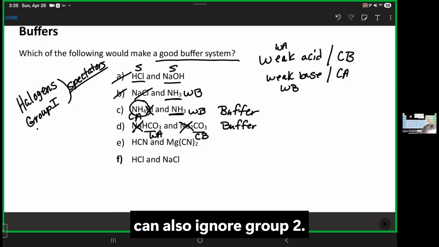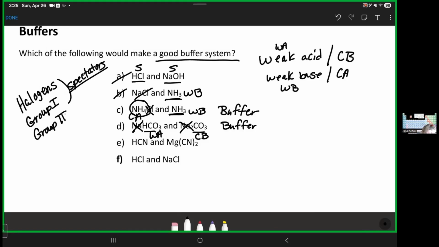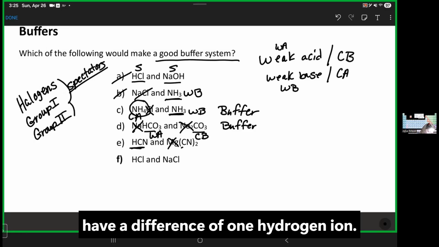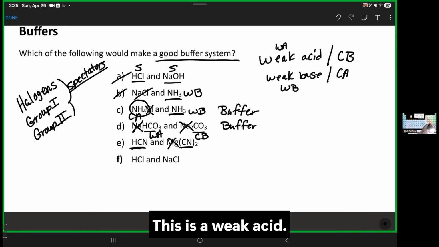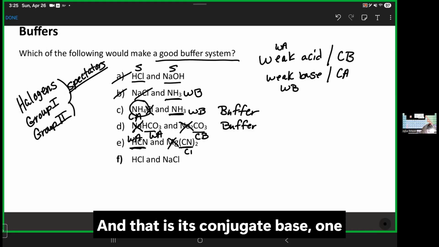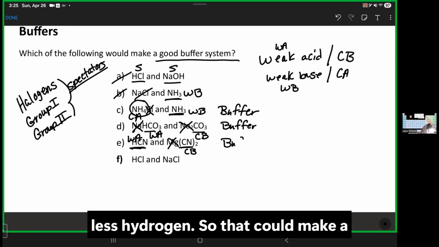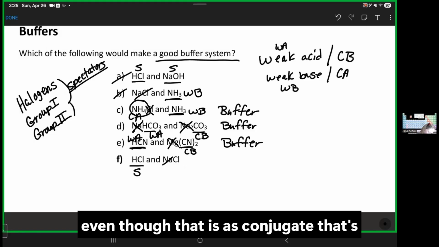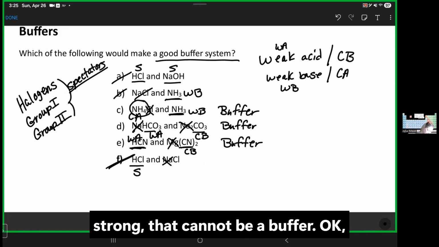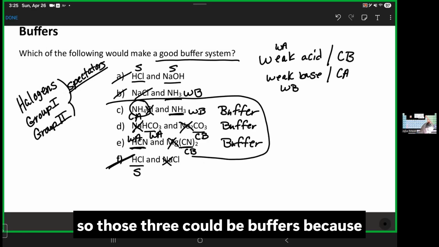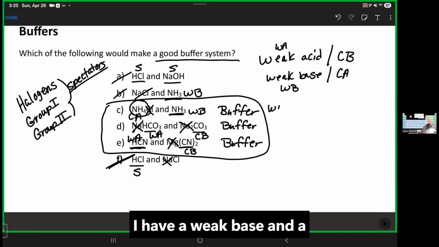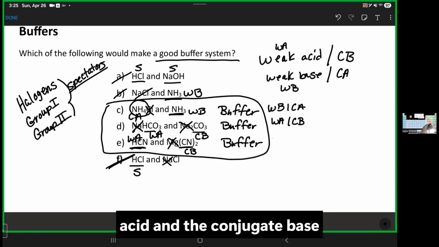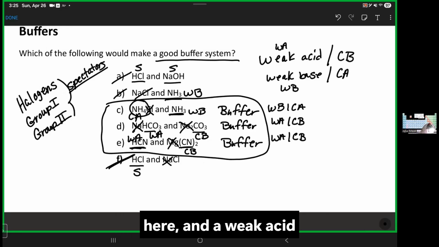Here, I can also ignore group 2. In buffers, you can also ignore group 2 ions. Okay, so I have a difference of 1 hydrogen ion. This is a weak acid, and that is its conjugate base, 1 less hydrogen. So that could make a buffer. Here I have a strong acid. Even though that is its conjugate, that's strong, so that cannot be a buffer. Okay, so those 3 could be buffers because I have a weak base and a conjugate acid here, a weak acid and a conjugate base here, and a weak acid and a conjugate base here.